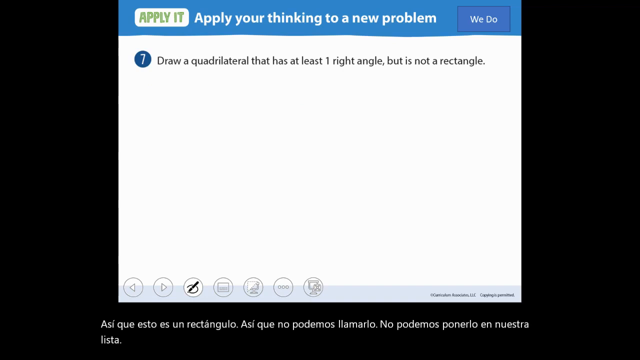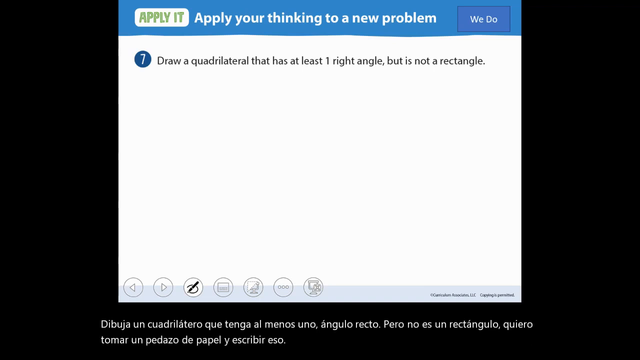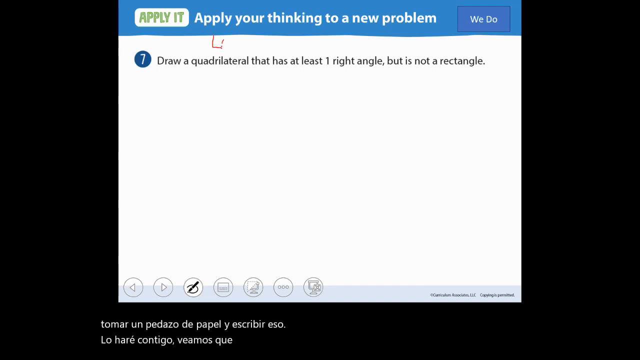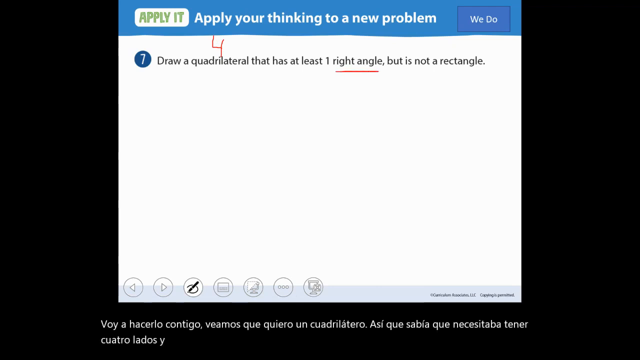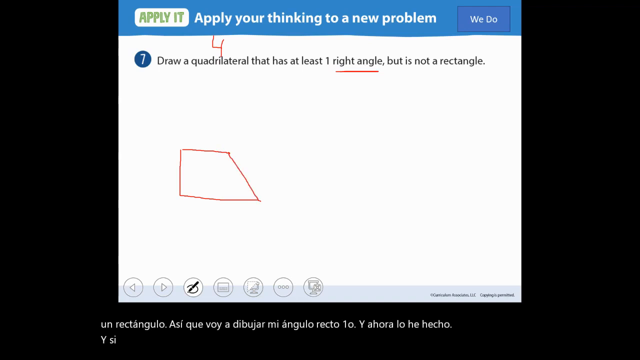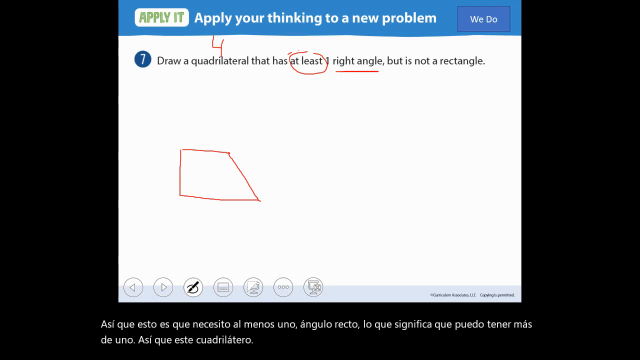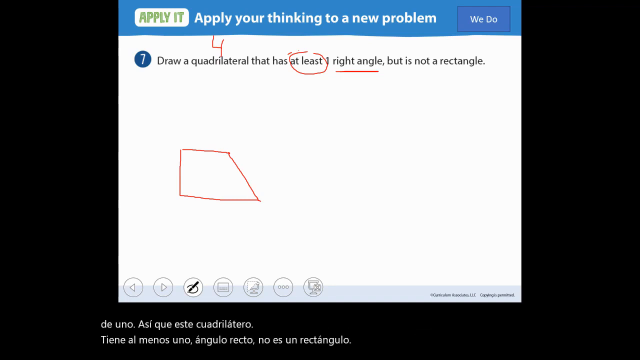Draw a quadrilateral that has at least one right angle, but is not a rectangle. I want you to take a piece of paper and write that down. I'm going to do it with you. I need a quadrilateral, so I need to have 4 sides and 4 angles, and I have to have at least one right angle, but it can't be a rectangle. So I'm going to draw my right angle first. And so now, what if I did this? This says I need at least one right angle, which means I can have more than one. So this quadrilateral has at least one right angle. It is not a rectangle. I wonder what it is.